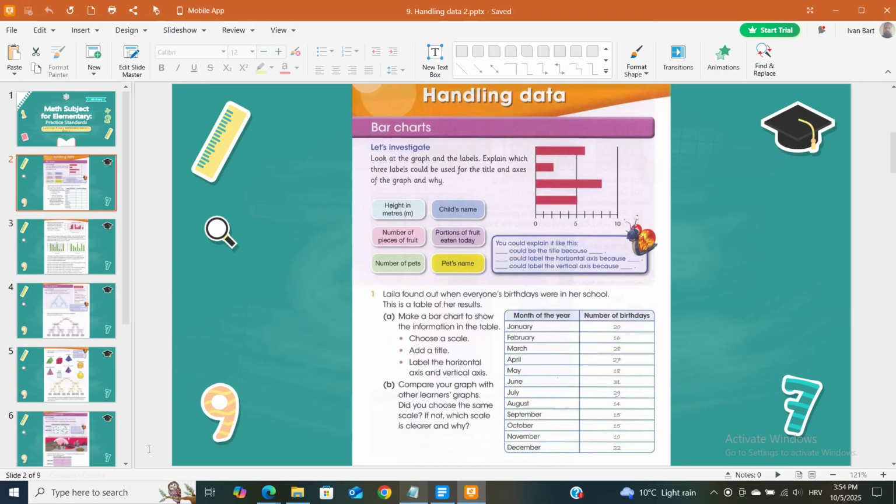(b) Compare your graph with other learners' graphs. Did you choose the same scale? If not, which scale is clearer and why? May 18. June 31. July 29. August 14. September 15. October 15. November 10. December 22.